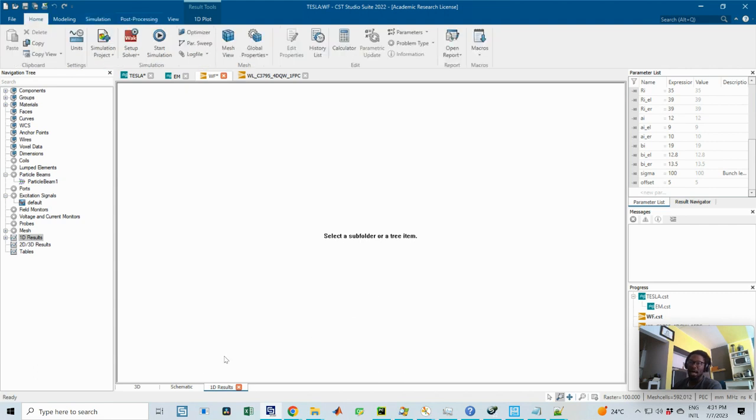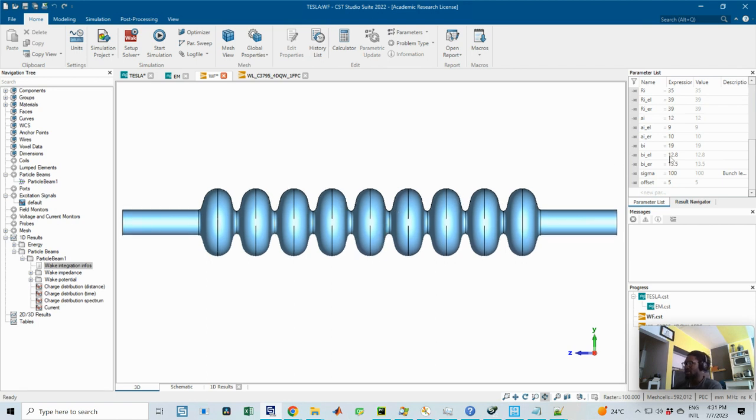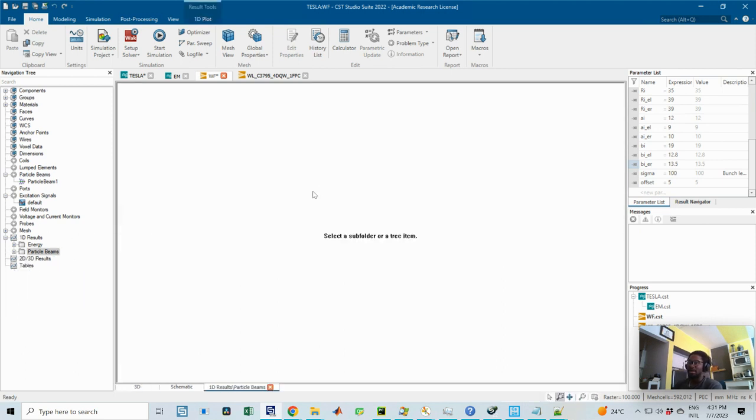So I've already gone ahead and made a 9-cell Tesla cavity based on the original geometric parameters, and already run my simulation.